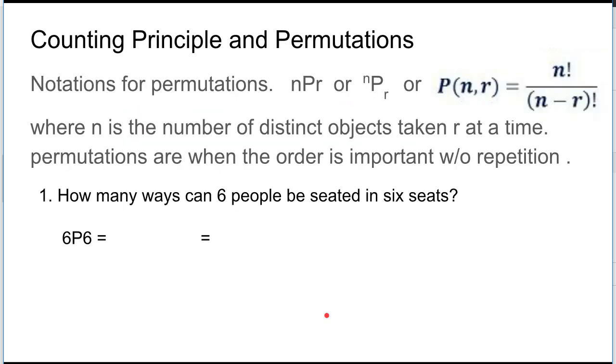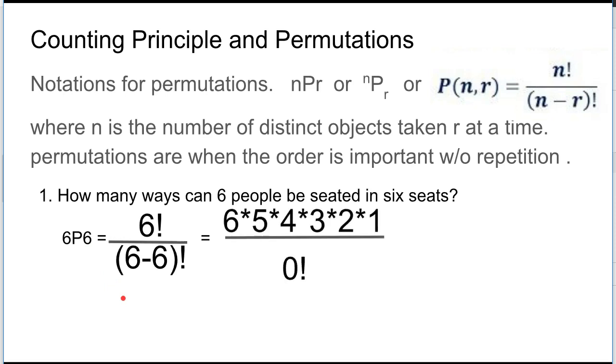All right, so let's again take a look at the formula. If I take the exact same problem, and I have 6 people seated in 6 seats, well that's 6 things, and I'm taking them 6 at a time, and so that's just going to be 6 factorial over 0 factorial, and again, it's just the same thing. So even if I use the counting principle, or if I use the permutation formula, I get the same result.